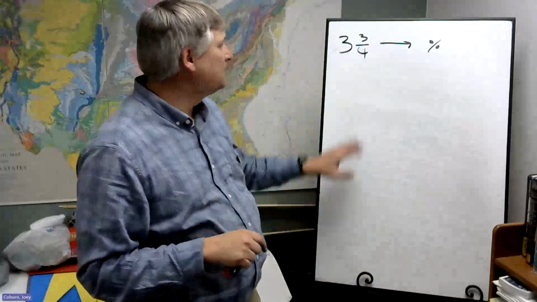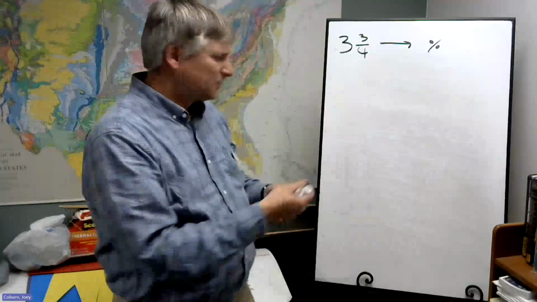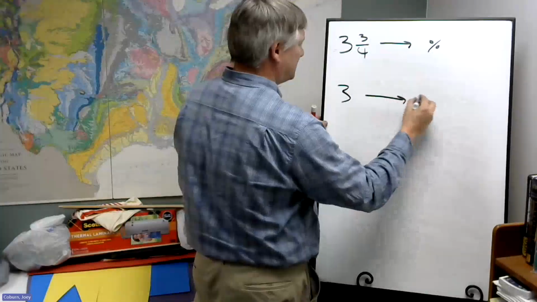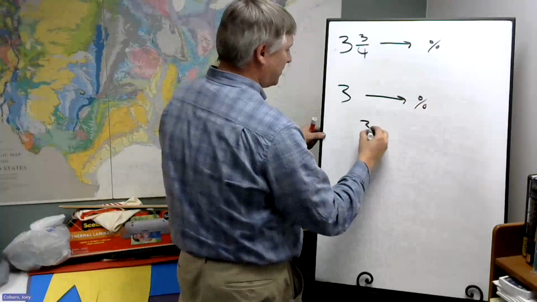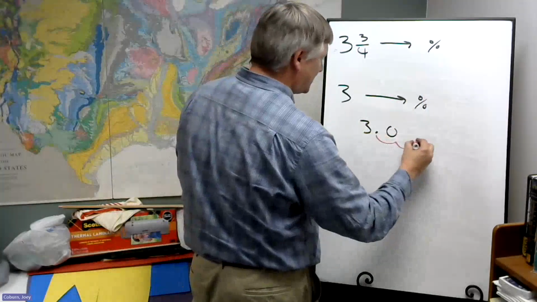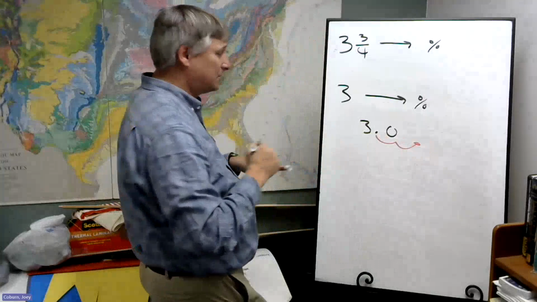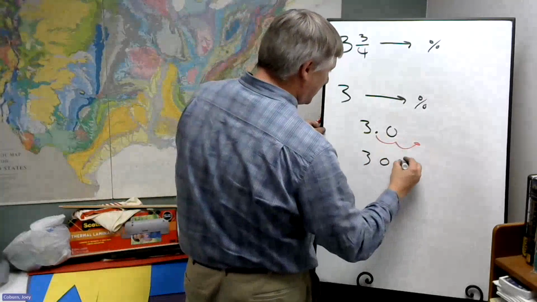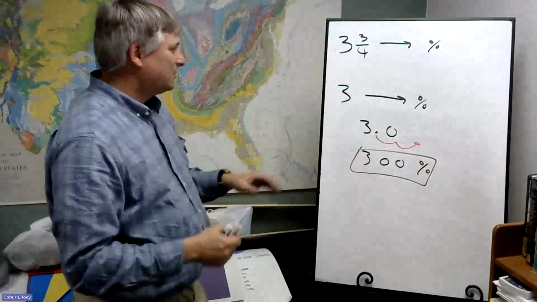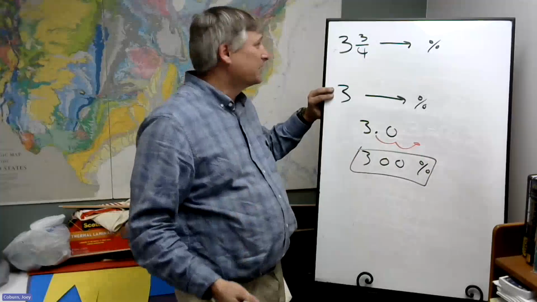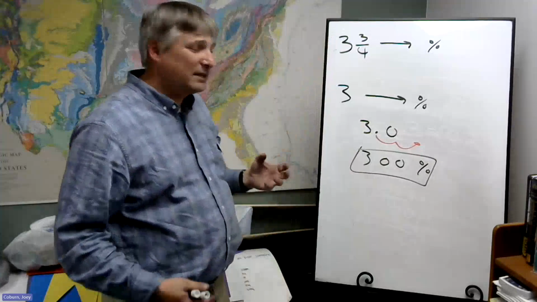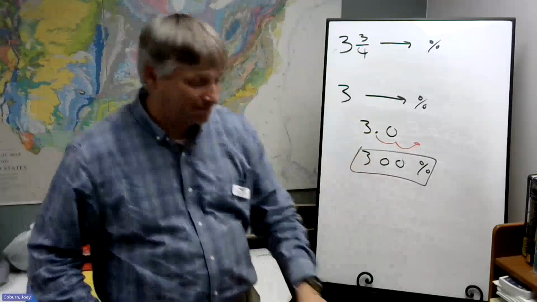This is different. This is just 3 3/4. So for example, if you just had the number 3, you made this into a percent, we could call this 3.0, move the decimal point 2 spaces to the right to get 300%. So that's if we're converting 3 to a percent. This is 3 3/4. It's bigger than 3. So we're going to get an answer bigger than 300%.